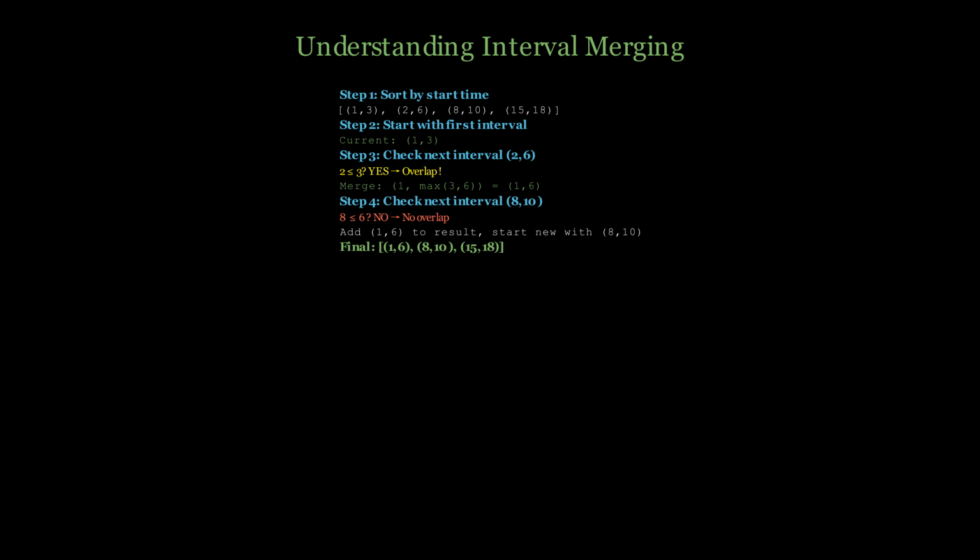Check the next interval, [8, 10]. Start 8 is greater than end 6, so no overlap. Add [1, 6] to results and start fresh with [8, 10]. Continue until all intervals are processed. The algorithm efficiently merges overlapping intervals in a single pass after sorting.